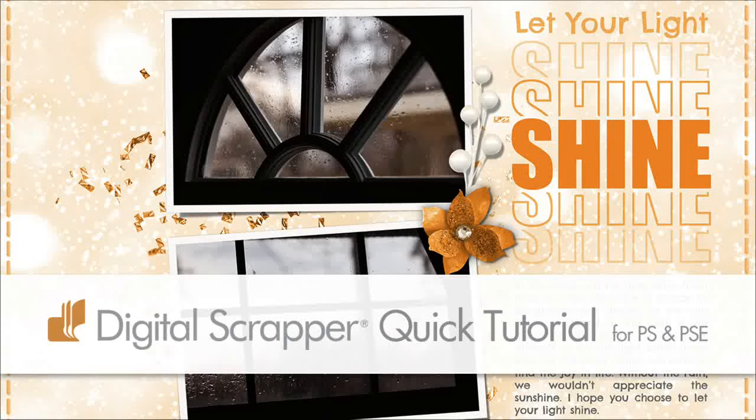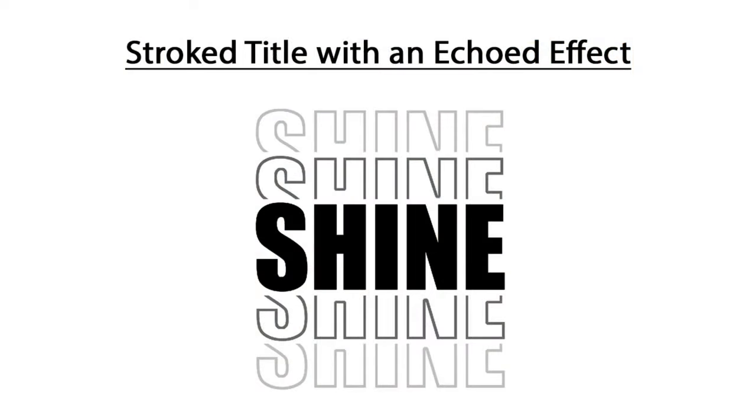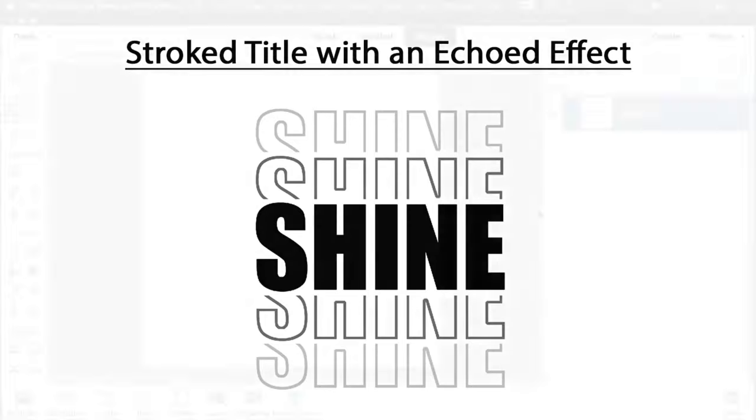Give your title an echoed effect using the Rectangular Marquee tool and a stroke. This video is being filmed in expert mode of Photoshop Elements, but the instructions are exactly the same for Photoshop except where noted. Here's an image of what we will be creating together. I'm going to show you how to create the title echoes that you see in this finished image.